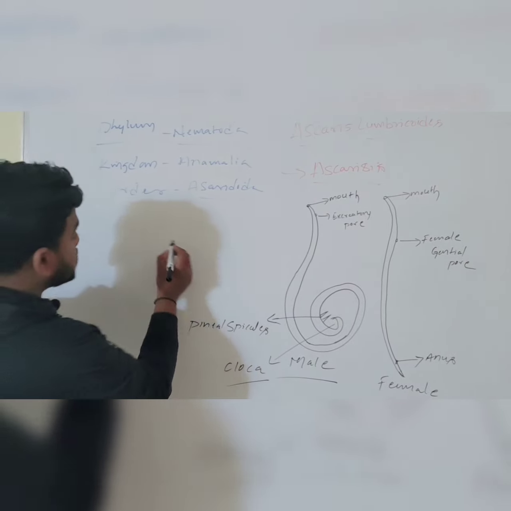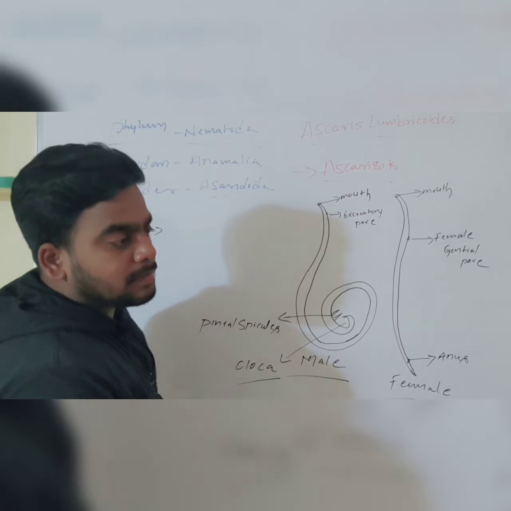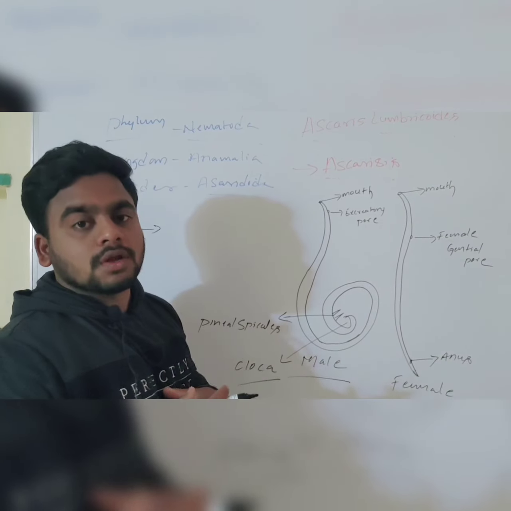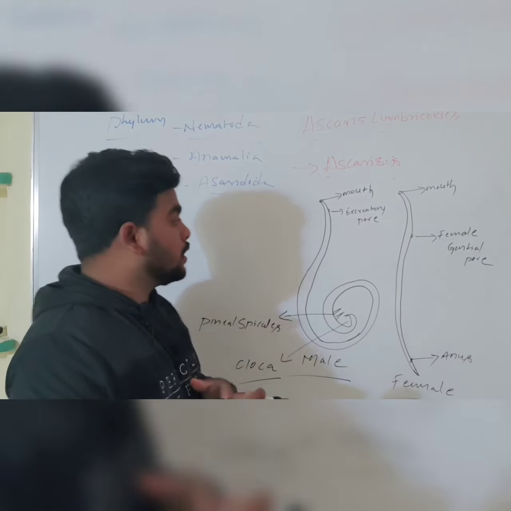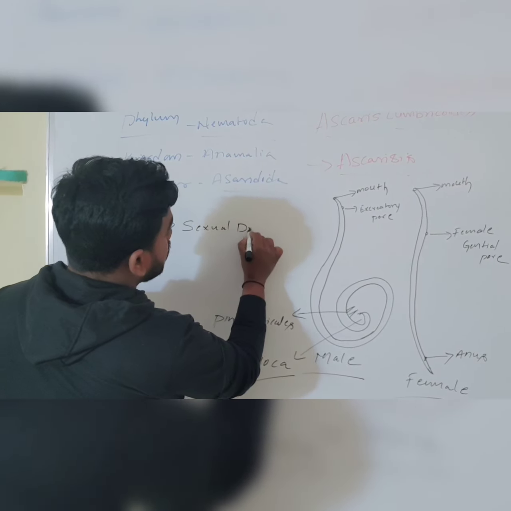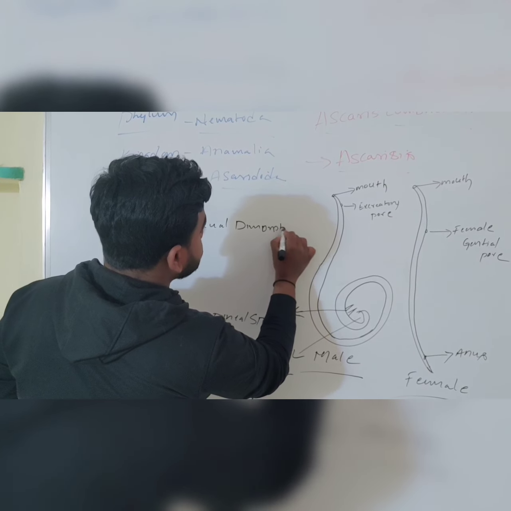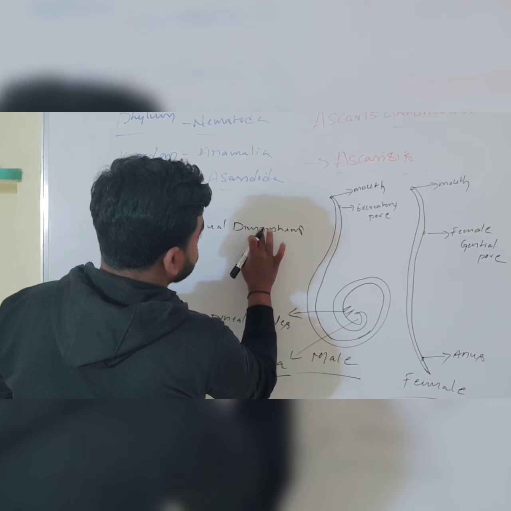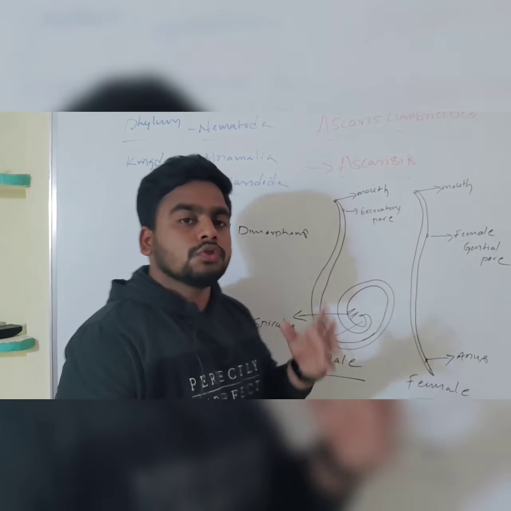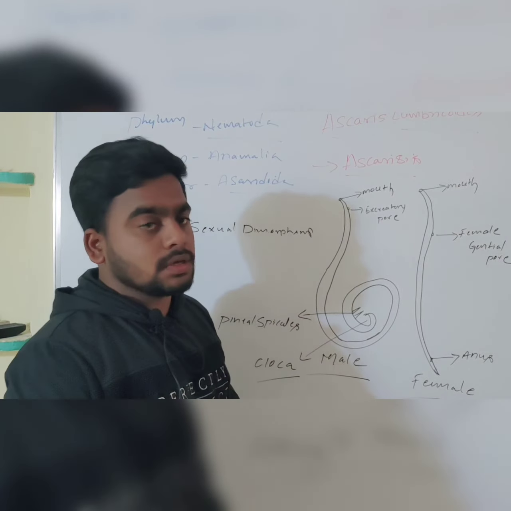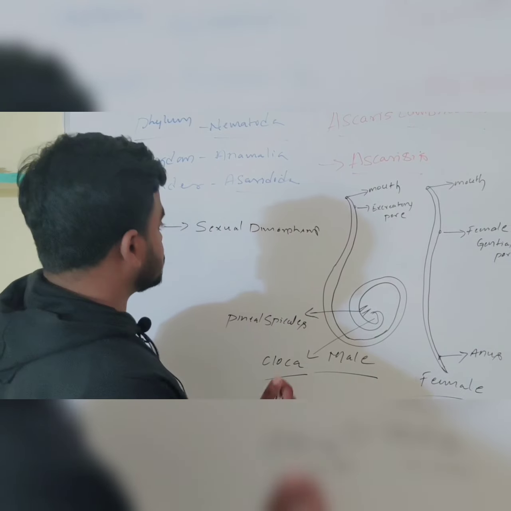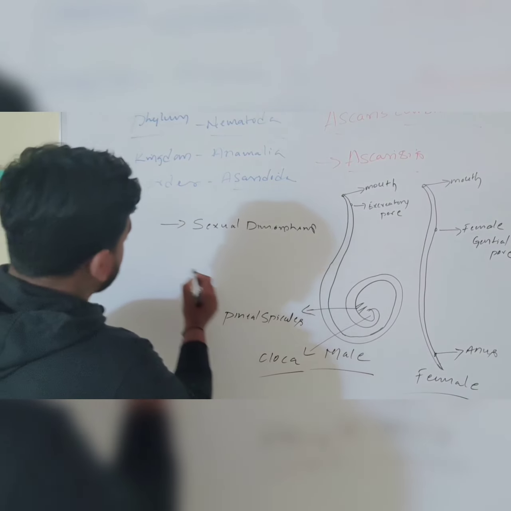Here Ascaris is cosmopolitan in distribution. What is meant by cosmopolitan? Cosmopolitan means that this parasite is present all over the geographical zones in the world. It also exhibits sexual dimorphism. What is meant by sexual dimorphism? Sexual dimorphism means both male and female sexes are seen in Ascaris, two morphological forms. Both male and female are present.